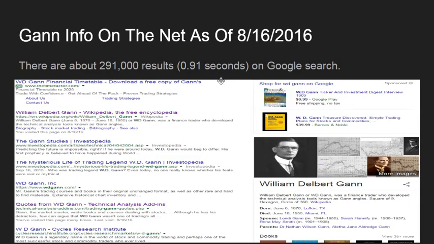Type in WD Gann on the internet, and as of 8/16, look what shows up: 291,000 results. That could be blogs, that could be documents, that could be so many things. So you're going to have to go through all that to figure out what do you want, what are you looking for, and what do you want to learn. So much information.